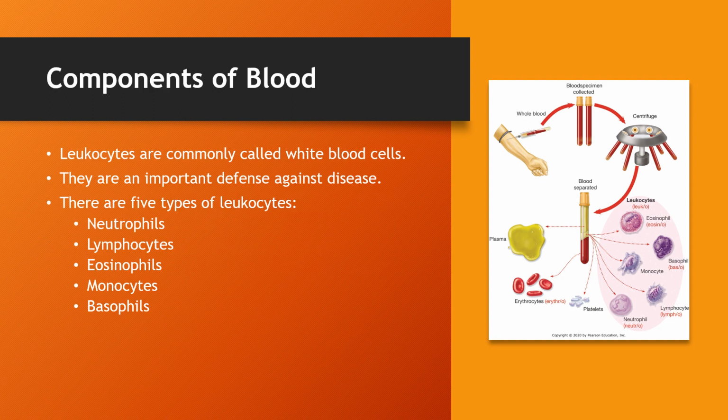Leukocytes are commonly called white blood cells, and they're very important in defense against diseases. There are 5 types of leukocytes: neutrophils, lymphocytes, eosinophils, monocytes, and basophils. And sometimes it's hard to remember all the different types of leukocytes, but I usually tell my students, remember the phrase, never let monkeys eat bananas, or NLEMB, and that'll help you remember the names of the different types of leukocytes.